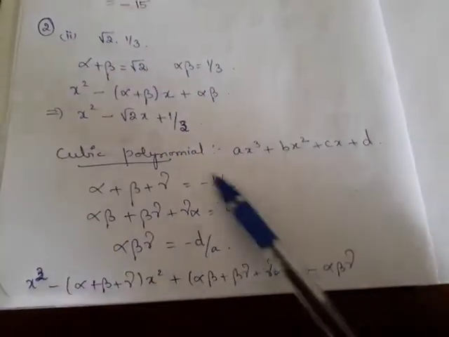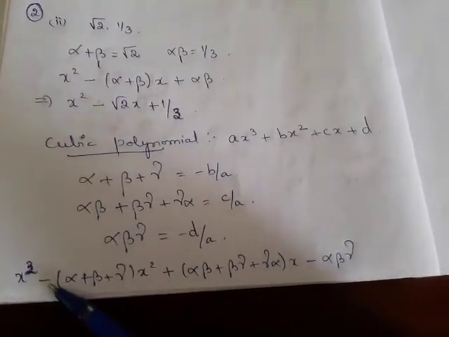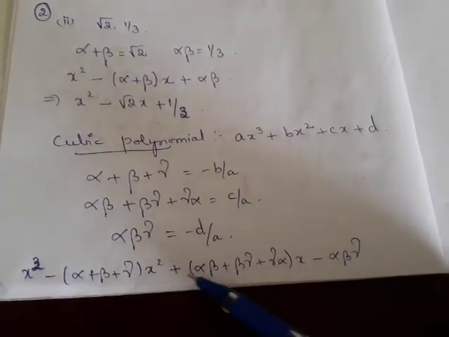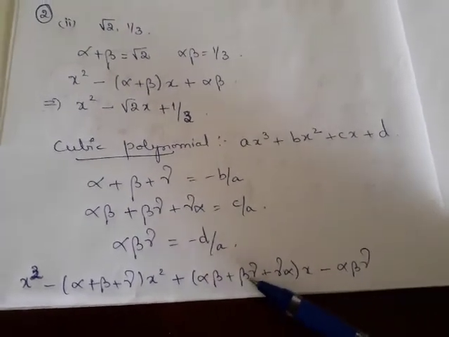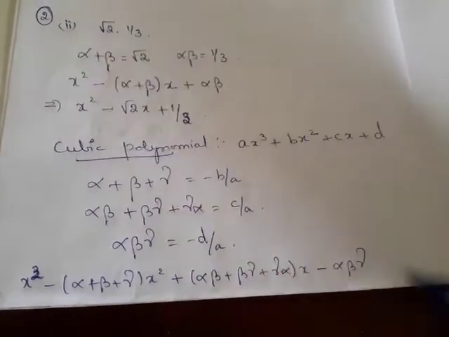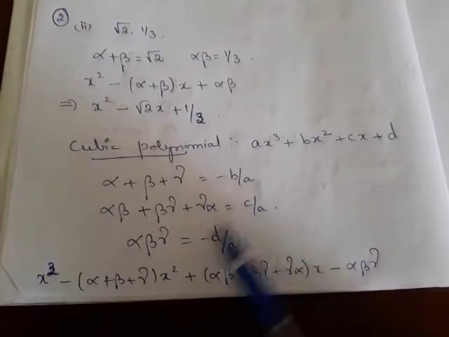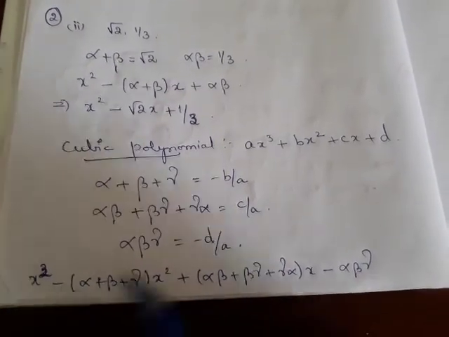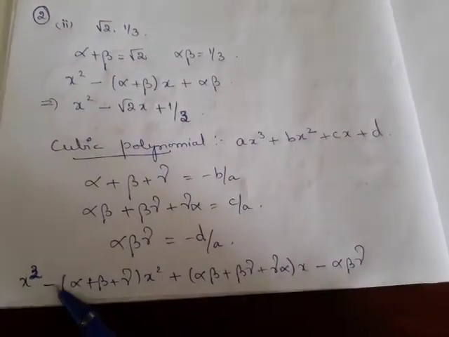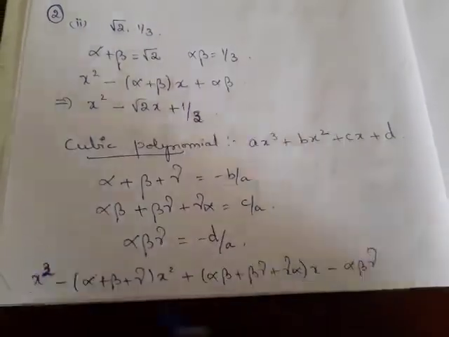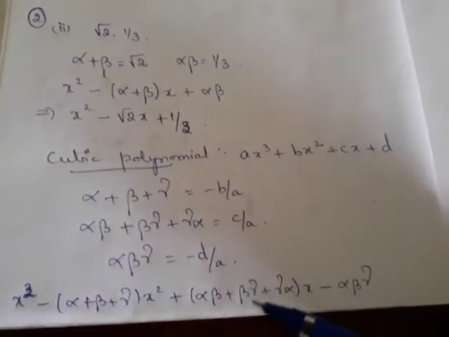Now using these relationships, how can we frame the cubic polynomial? X cube minus sum of the roots into x square plus sum of the roots taken two at a time, which means alpha beta plus beta gamma plus gamma alpha, into x minus alpha beta gamma. You should have alternating plus and minus. For the quadratic polynomial we had the square term, minus and plus, and with that we stopped. When we have a cubic polynomial, we will have another term. So you should have alternating signs: minus, plus, minus. X cube, x square, x, constant term. Right?